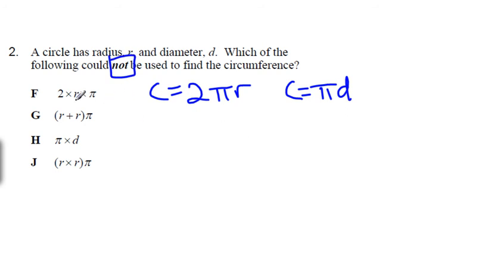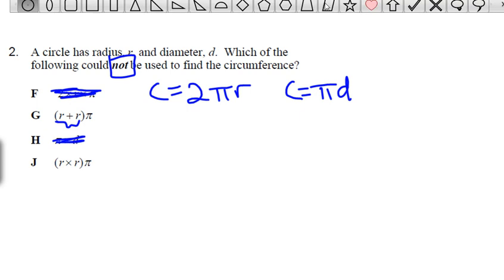Well, a couple of these answers we can get rid of. We can get rid of F because that says 2 pi r. And we have answer H, which is pi d. So that can't be it either. So we're left with these two. These don't match the formulas exactly, but we need to look at what they're trying to tell us. If we have radius plus the radius, well, what is a radius plus a radius?